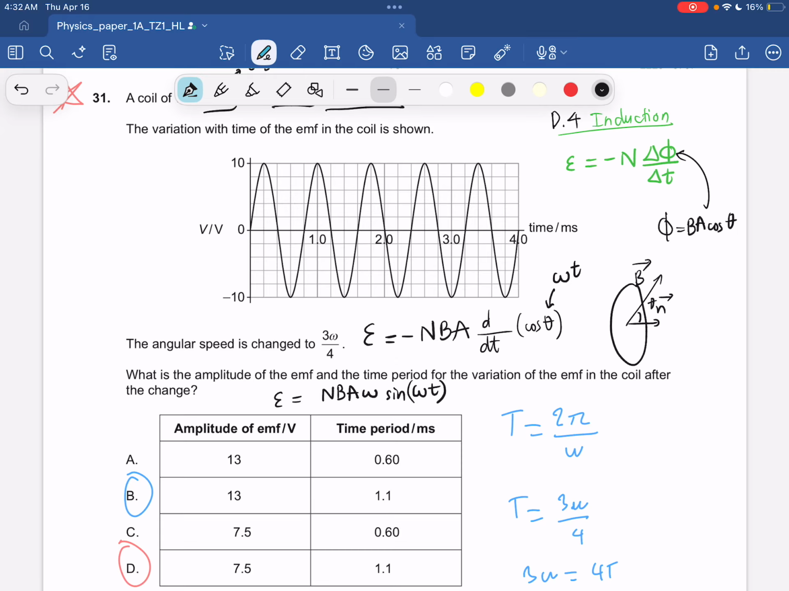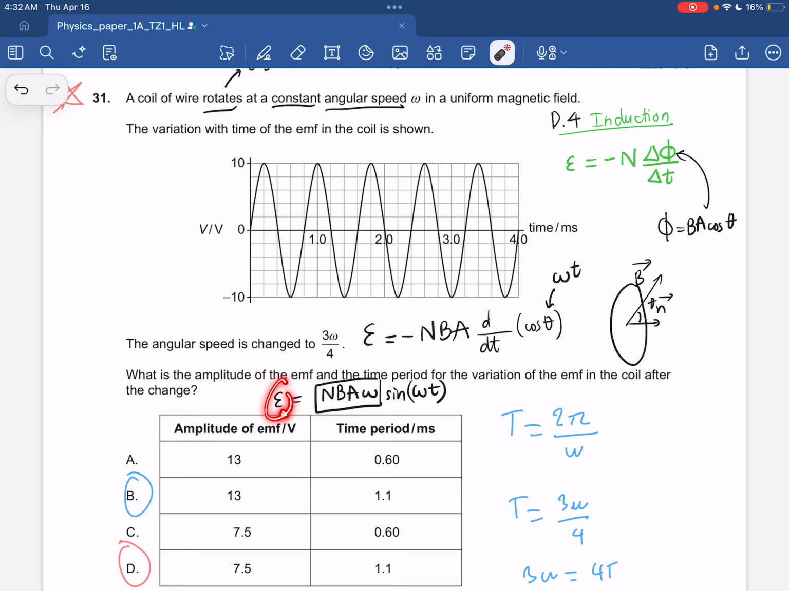What I'm trying to highlight here is that you can see this is the amplitude, the maximum value that the electromotive force can reach, and it actually depends on the angular speed. So when you have the angular speed changing, you will have the amplitude changing as well.